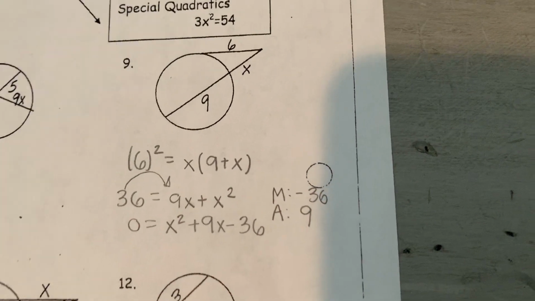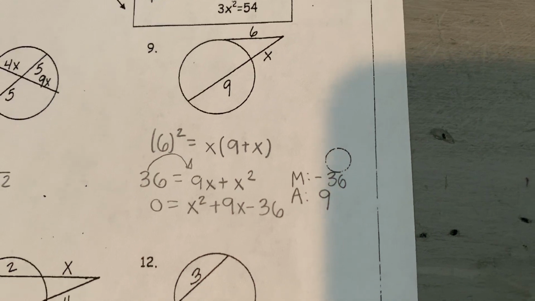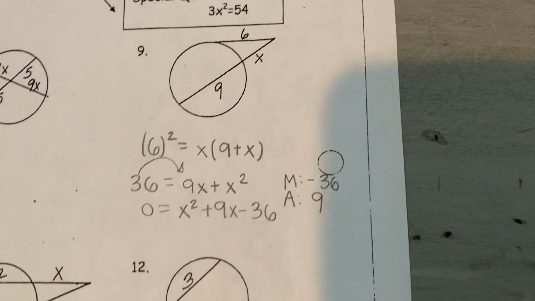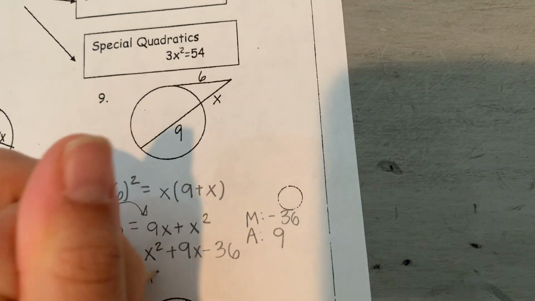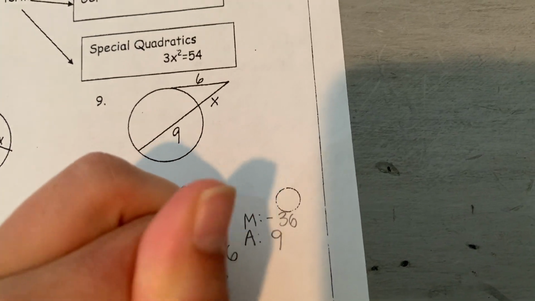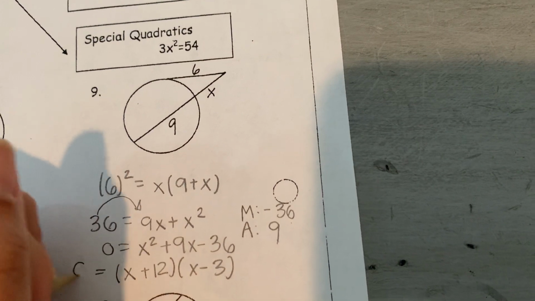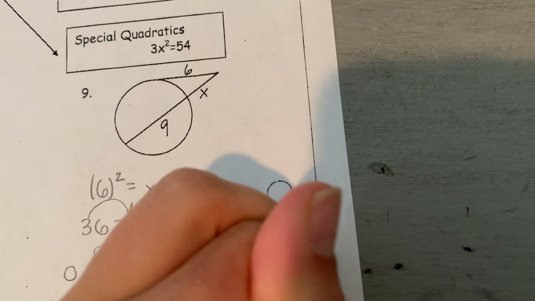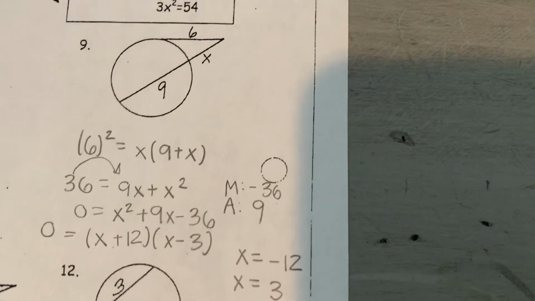Okay, so when we think about the factors of 36, we know that 6 and 6, but that doesn't add to 9. If we divide it by 12, we get 12 and 3. So I know that x plus 12 and x minus 3, that's going to add to positive 9 and multiply to negative 36. I'm going to set that equal to 0. I set both of my factors equal to 0, and I'll get x equals negative 12 and x equals 3. Okay? All right. Number 11.